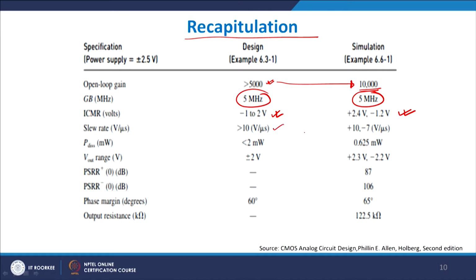The slew rates are also equivalent. The power dissipation is typically very small. My output range is plus minus 2 volts for the design. I was planning for plus 1 volt to minus 1 volt variation in the output. PSRR, phase margins and output resistances are also within the domain which is available to us.